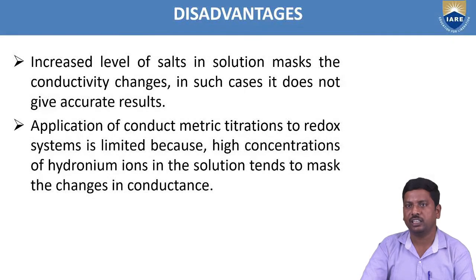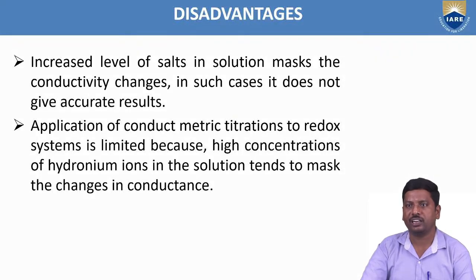Increased levels of salts in the solution mask the conductivity changes. In such cases, it does not give accurate results. This is the main disadvantage of conductometry. That means whenever the salt percentage increases, it can act as a masking agent. So whenever the masking agent develops, conductivity automatically changes, and in those cases we cannot measure the conductivity accurately.